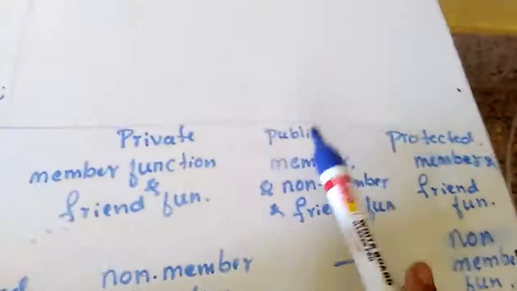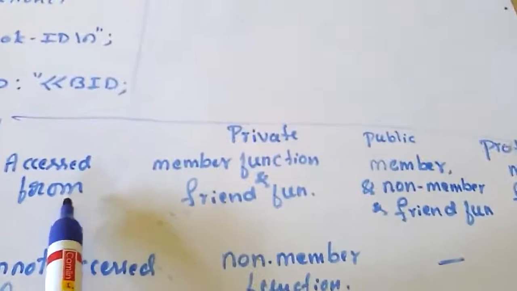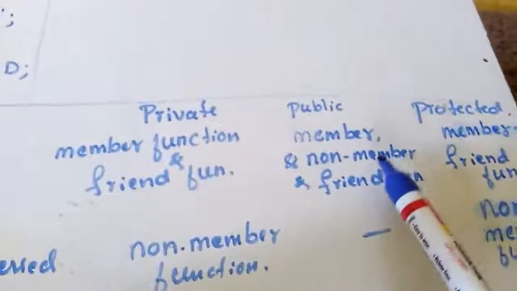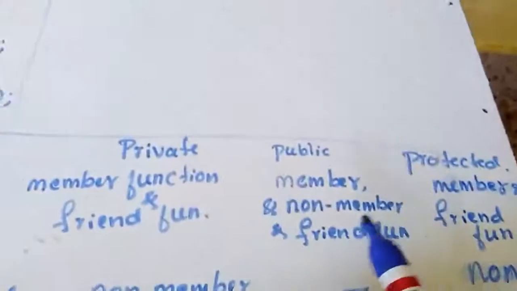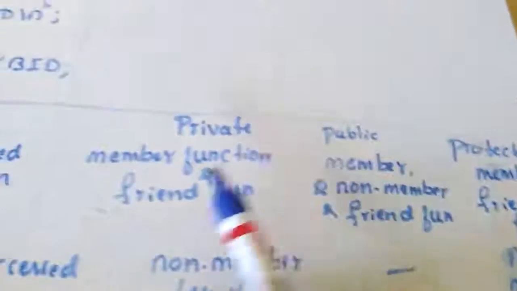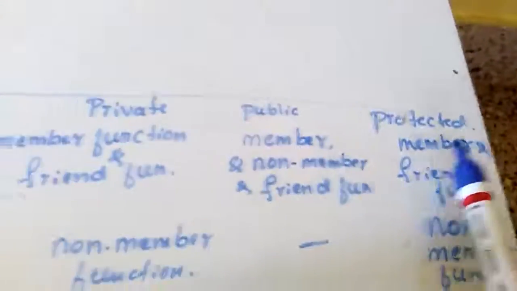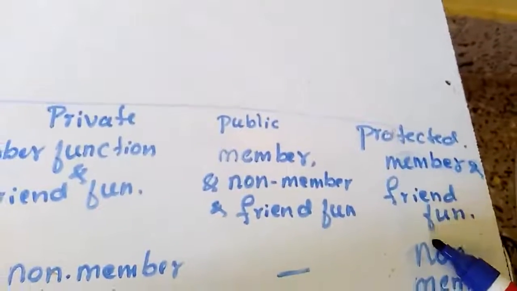In the public section, public data is accessed from member functions, non-member functions and friend functions. All functions can access public data. There is no restriction on public data. Protected members are the same as private. Protected members are accessed from member functions and friend functions.